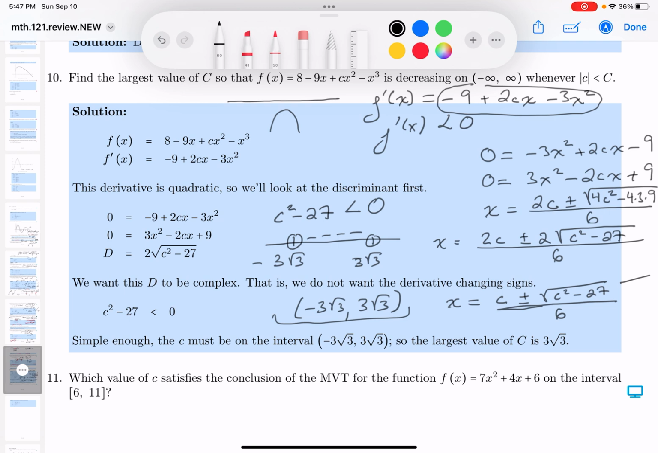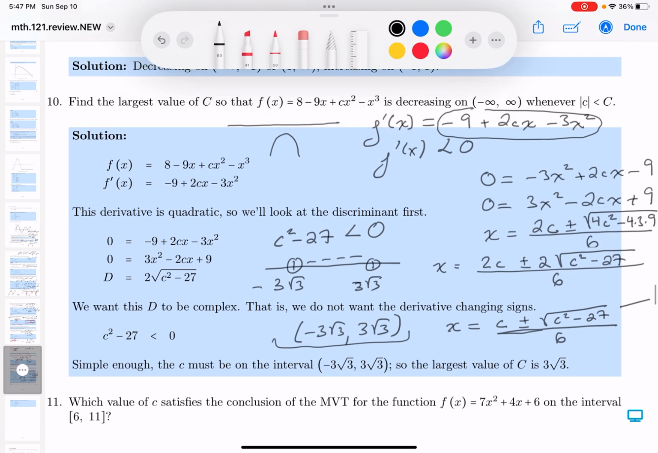The c must be on the interval. Now let's go back to the question now. But the c must be on that interval. Now what do they say over here? Find the largest value of c so that this function is decreasing. And I think I know what it is now. What's it going to be? The largest value it could be is got to be this over here, all right? So 3 root 3.